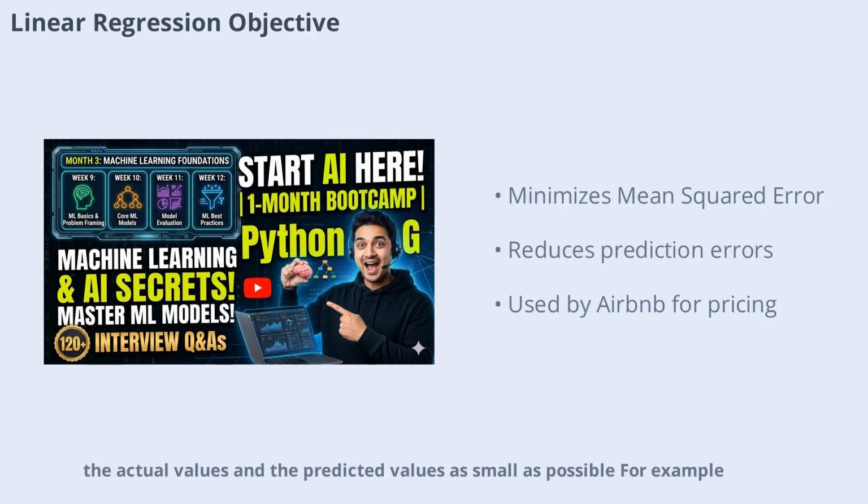For example, Airbnb uses linear regression to estimate rental prices for millions of properties, taking into account factors like square footage and booking trends. By minimizing MSE, the model provides the most accurate baseline rental values. This approach is widely used because it's mathematically straightforward and interpretable, making it a go-to method for many real-world regression problems.